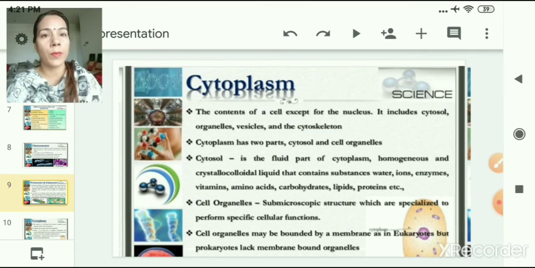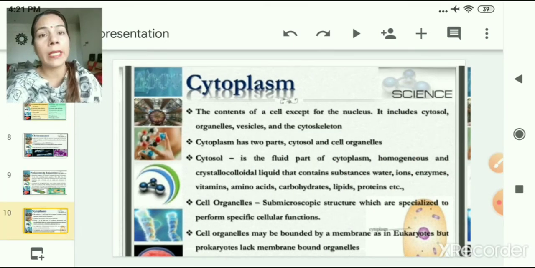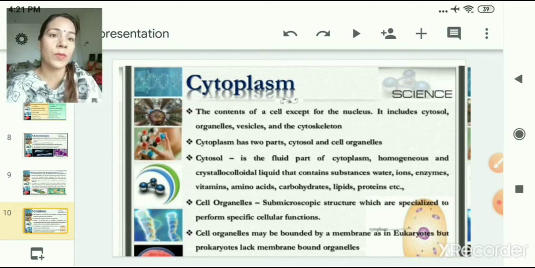Now let us discuss cytoplasm. The major content in a cell is cytoplasm. This cytoplasm contains various things in it, and it can be divided into two parts, that is cytosol and cell organelles. Cytosol is the liquid or fluid part of the cytoplasm. It is a homogeneous crystallocolloidal liquid that contains substances like water, ions, vitamins, enzymes, amino acids, carbohydrates, lipids and proteins etc.